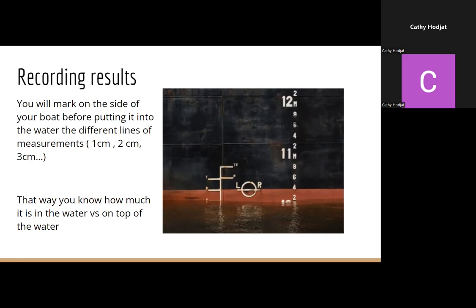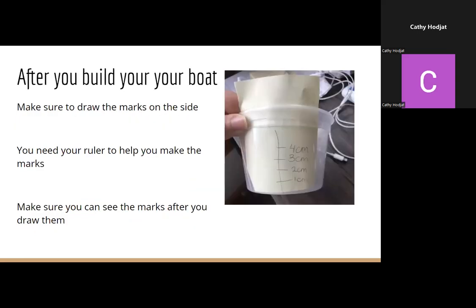That might be difficult depending on what material you're using to waterproof your boat. So I like your idea about using the ruler to see the difference. After you build your boat, make sure to draw the marks on the side. You need your ruler to help you make the marks. Make sure you can see the marks after you draw them. Now, this is if it's possible to do this. So explain that part again.